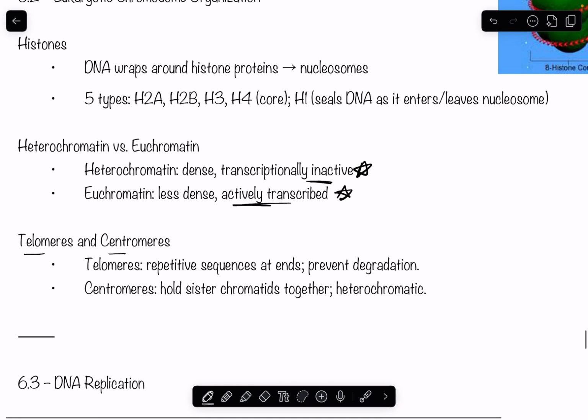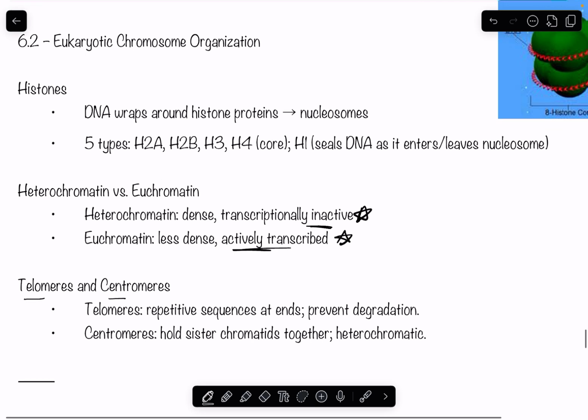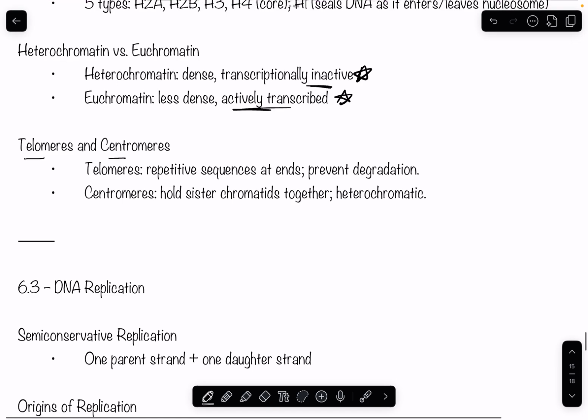Yeah, so very simple concepts, but this is a very good foundation. If you understand these, you can tackle MCAT topics 100%. So I'll see you guys in chapter 6.3.